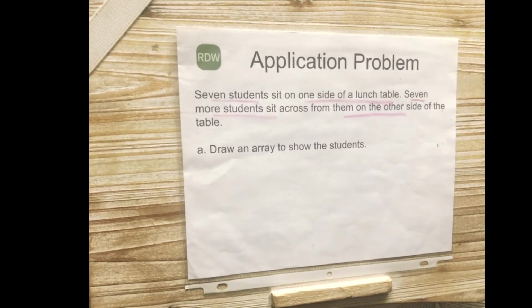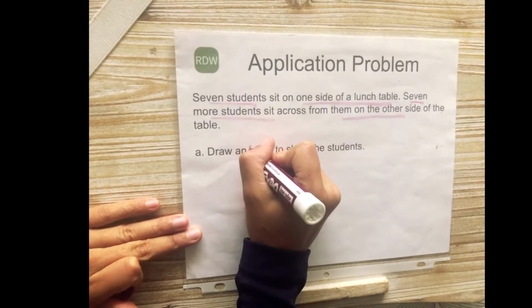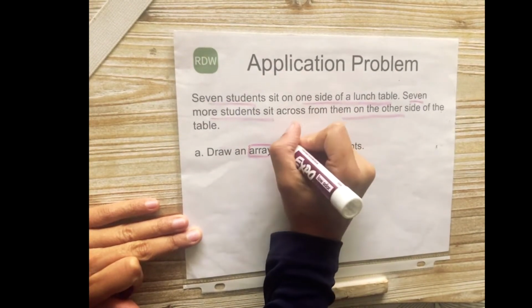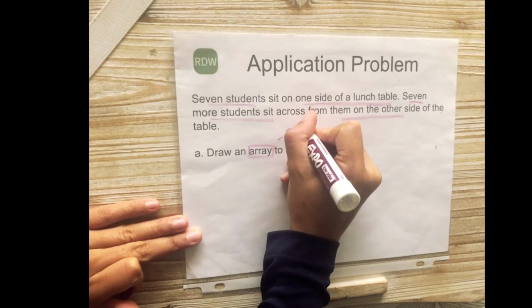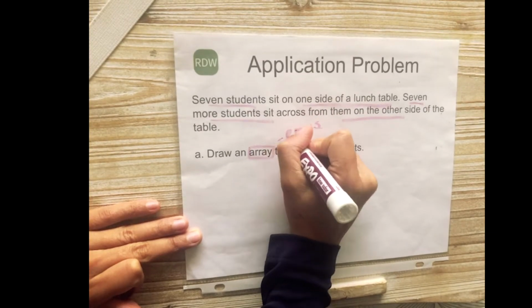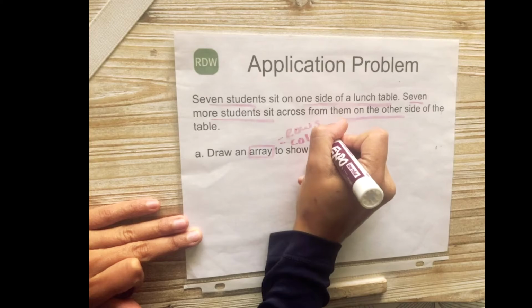Now, they're asking me to draw an array. And if you remember, last week we learned all about arrays. And I know that an array is a model that has an equal amount of rows. So I'm going to go ahead and write that down. It also has an equal amount of columns.